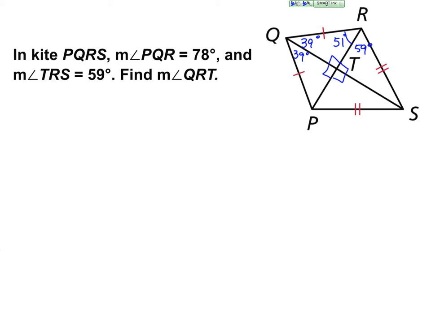Yeah. How much? 180. 31. 59. 51. We found all of them.